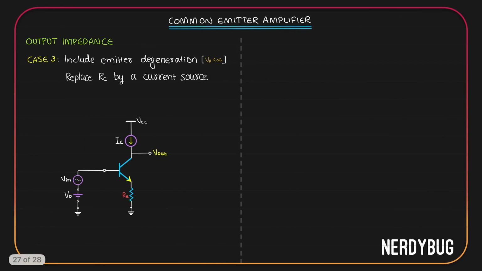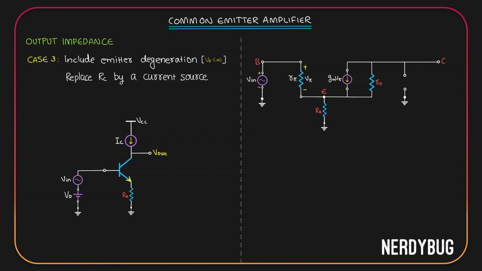Let's see the final case. Here we have to include the emitter degeneration. Early effect has to be included because early voltage is finite. We also have to replace RC by a current source. In the circuit diagram, I have RE here. I also have replaced RC with the current source IC. Now, the small signal model will look like this. To remove the current source, I have opened the circuit over here. To include early effect, I have added R0 between the collector and emitter.